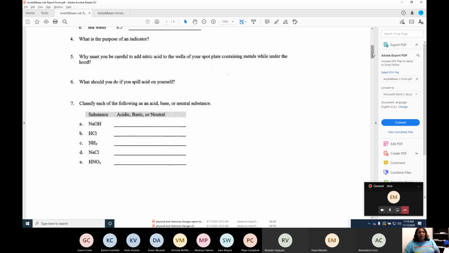And so what is the purpose of an indicator? To turn a solution a specific color in a specific pH range. Very good. That is exactly correct. The indicator is going to cause your solution to turn a specific color, and therefore, depending on the color that it changes to, that's going to tell you the pH range for that solution. And she said that exactly correctly. The indicators can only tell you a pH range. It can never tell you the exact pH value. Any questions about number 4?